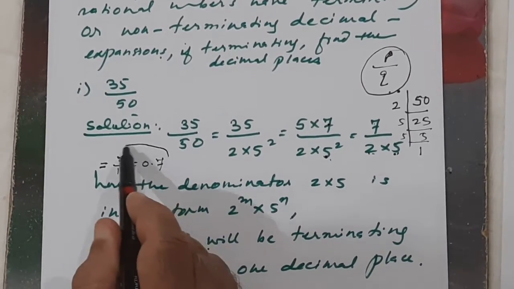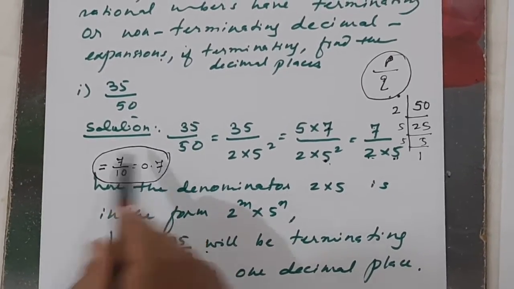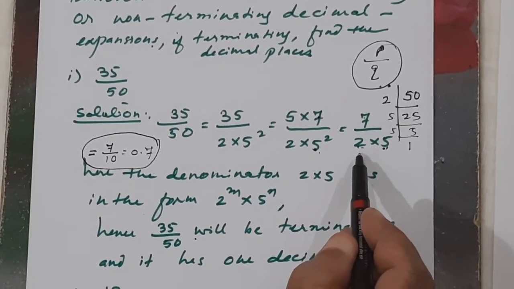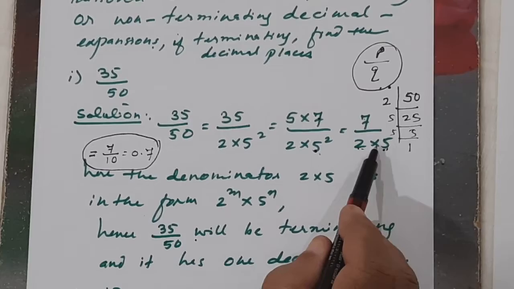This we don't have to show. If it is asked, then only show. Therefore I have written it separately. I have ended the question solution here only. So 7 upon 2 into 5.